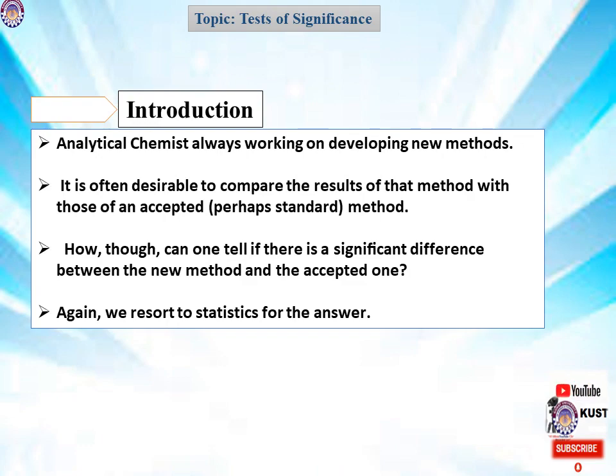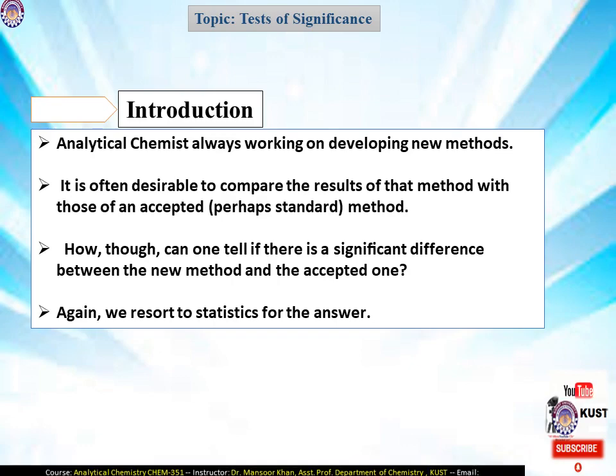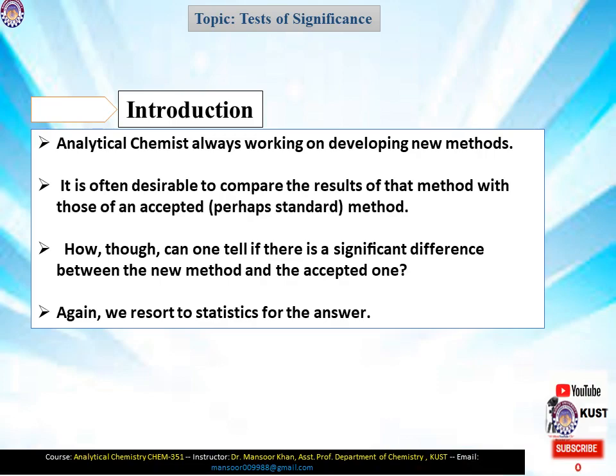Now, first the question arises: what is analytical chemistry? Analytical chemistry basically deals with quantitative and qualitative analysis, and the role of the analytical chemist is to develop a method for quantitative and qualitative analysis of any sample which is to be analyzed. Now, it is often desirable to compare the result of that method with those of an accepted method. For example, when analytical chemists develop a method by performing experiments, they are often then compared with other accepted methods which are present in the literature.